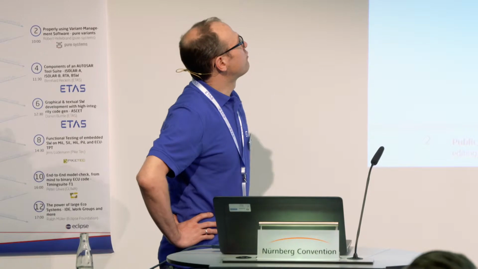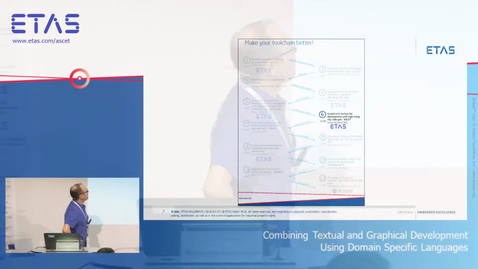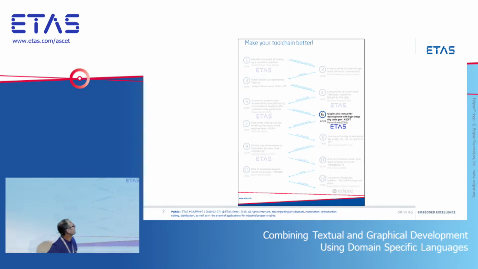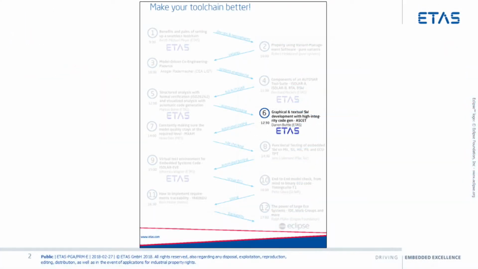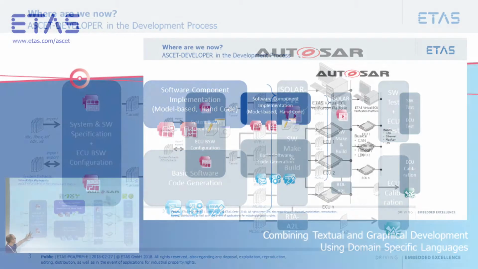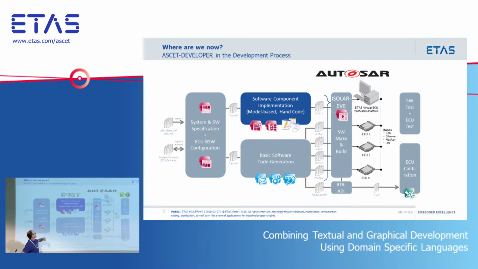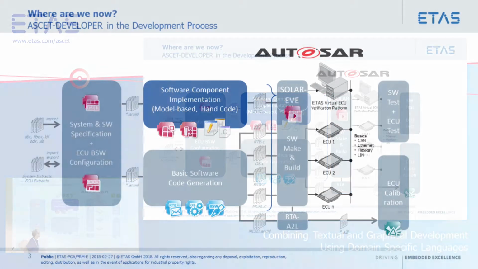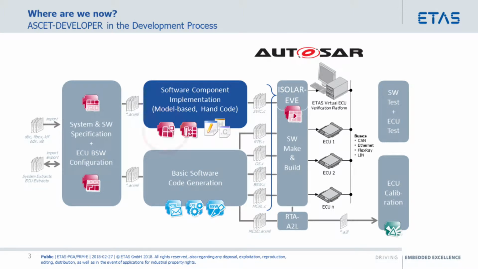To give you a rough idea of where we are, we're just about halfway through now, so coming up to lunch. We're here doing graphical and textual software development with high-integrity code generation in ASCII. And we've seen this one before, and Bernard talked about taking ISLA A and ISLA B. We've talked about Papyrus. We've talked about pure systems with pure variants. And we're going to focus on software component implementation here. And in particular, we're going to talk about this tool called ASCII.